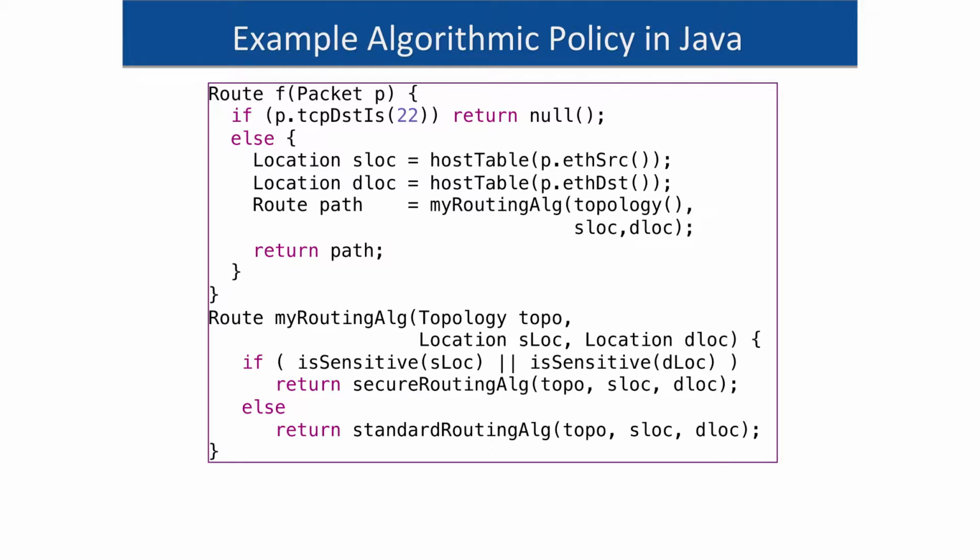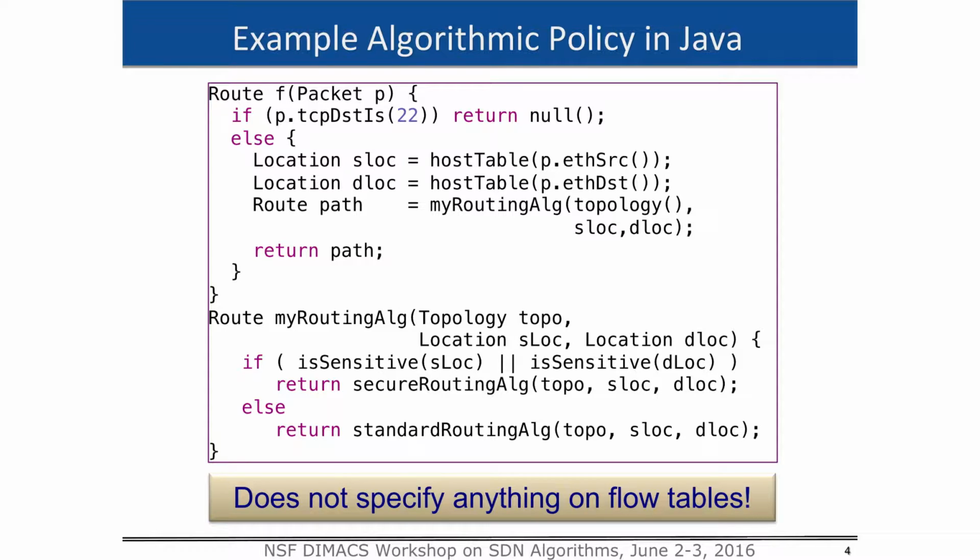Here is an example of a very short AP written in Java. When a packet enters the network, if its TCP destination port is 22, we simply drop it. Otherwise, we get its MAC source and MAC destination address and compute the routing path using predefined routing algorithms. In this short snippet of code, the programmer does not need to specify anything on flow tables. So in this way, the programmer's life is much simpler. Just give a packet, we'll handle it, and the programmer does not need to worry about the low-level details.